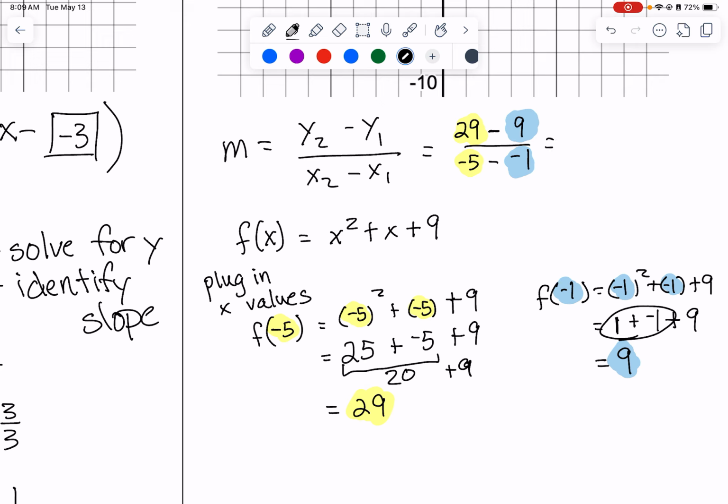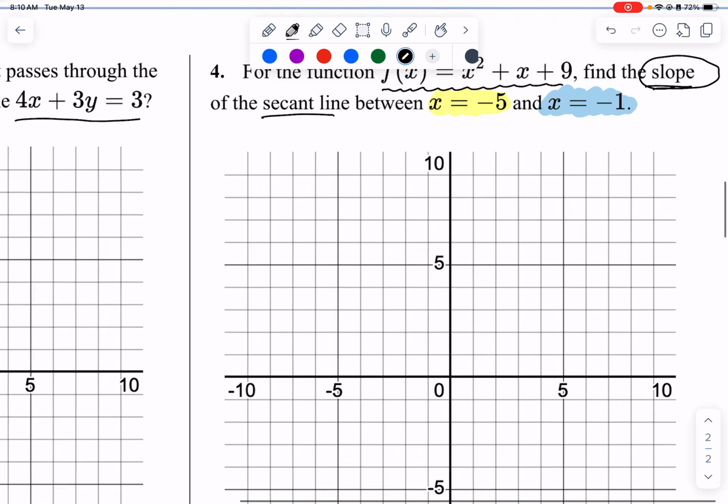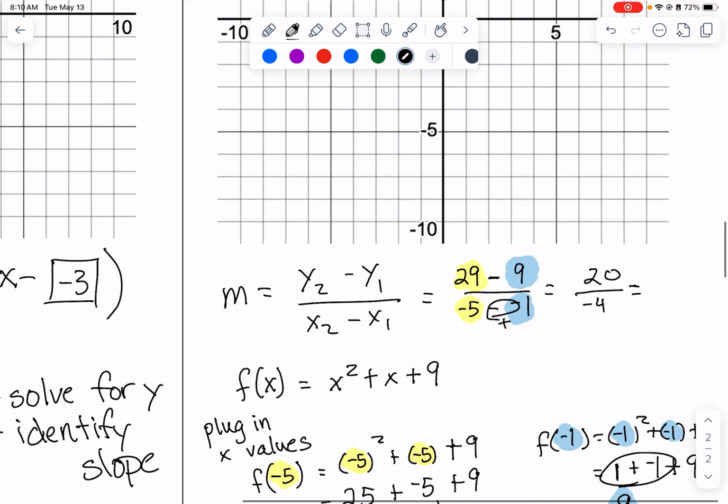To finish this off, I need to calculate this slope. That's what it's asking me to calculate. 29 minus 9 is 20. -5 plus 1 is going to be -4. And this one does ask for it to be simplified, I believe. Oh, it doesn't even ask. That's going to come out to -5.